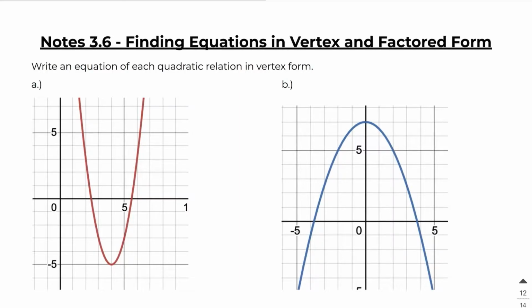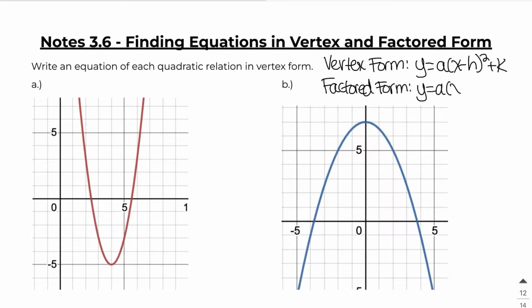So just a reminder that vertex form is y equals a times the quantity x minus h squared plus k, and factored form is y equals a times the quantity x minus r times the quantity x minus s. And in vertex form, our vertex is (h, k). And in factored form, r and s tell us the roots or the zeros.